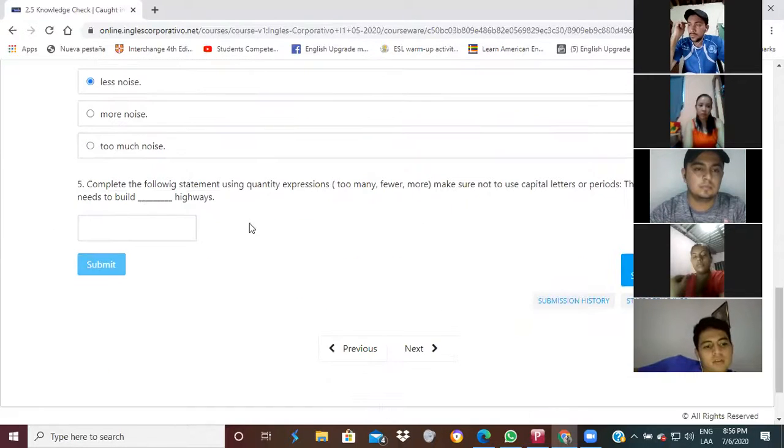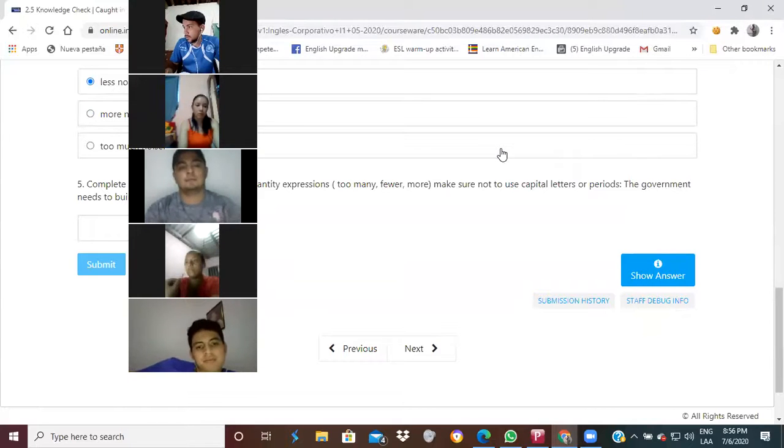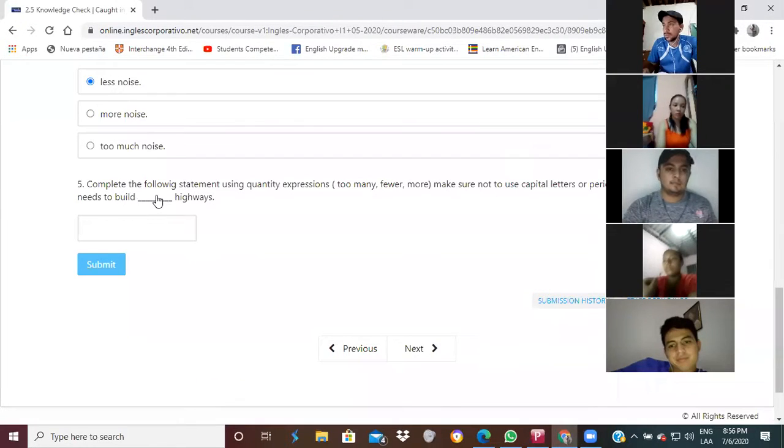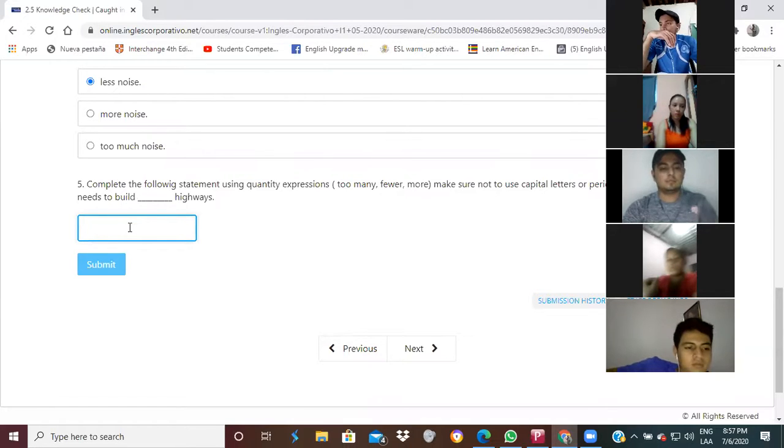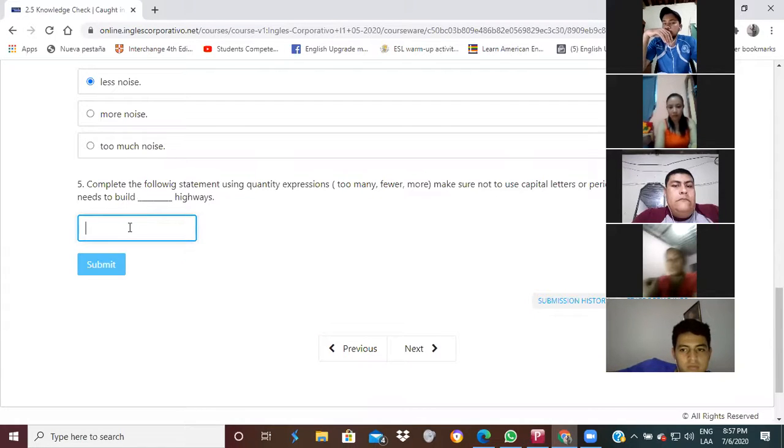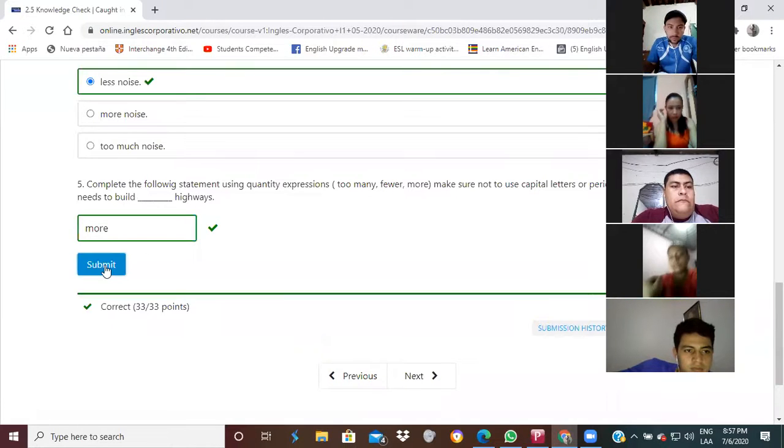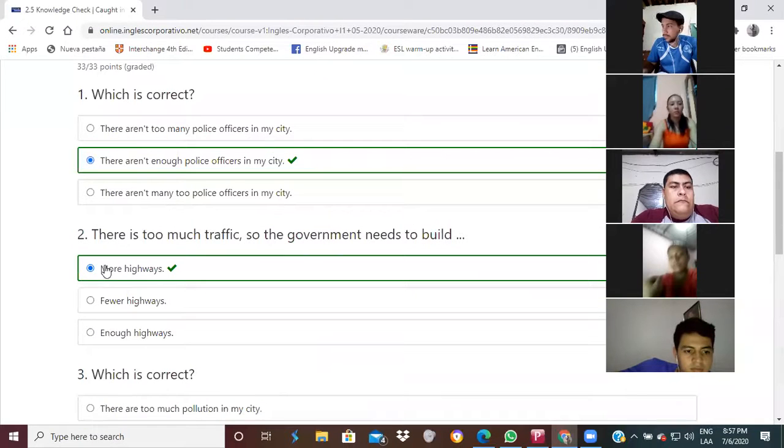Very good. And the last one, complete the following statement using the quantity expressions too many, fewer, more, and make sure not to use capital letters or periods. The government needs to build highways. Too many, fewer, or more. Amilcar Perez. More. Excellent. That is correct.